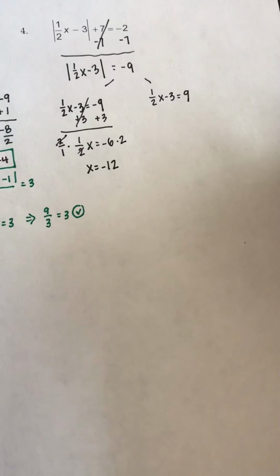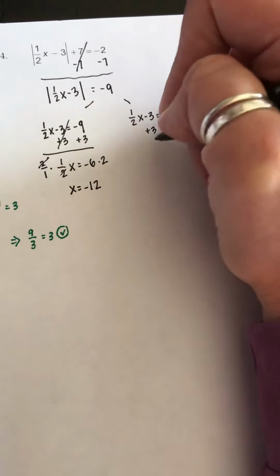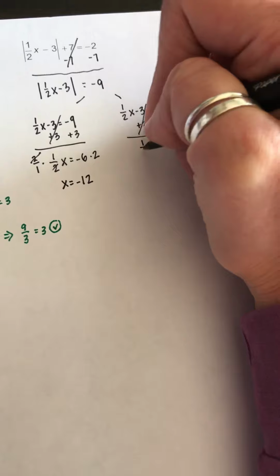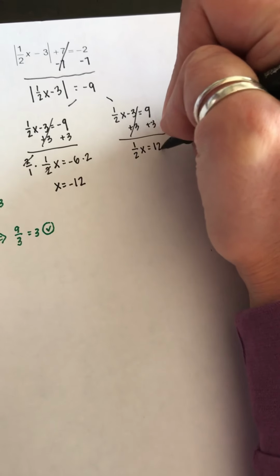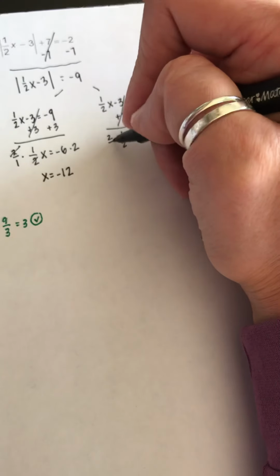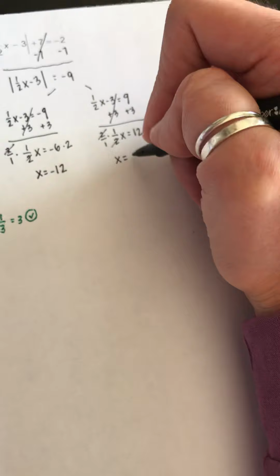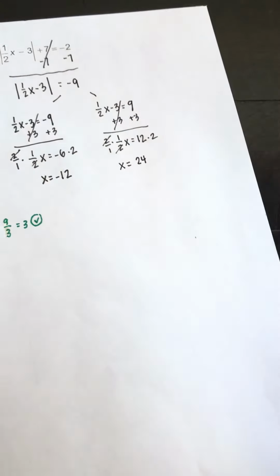And then I can go ahead and solve the other equation just the same way. So add 3 to both sides. It's going to give me 1/2 x is equal to +12. And then again, you can divide by 1/2, but I'm going to multiply by the reciprocal here. So multiply by 2/1. Again, my 2's end up canceling out over here. So I am left with x is equal to 24.